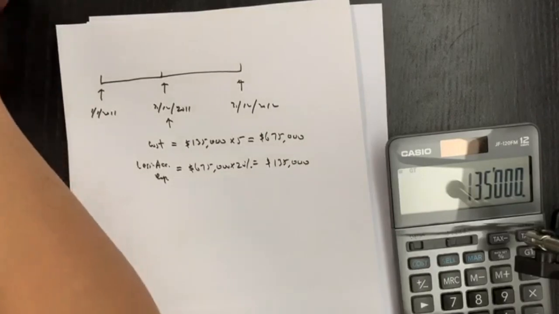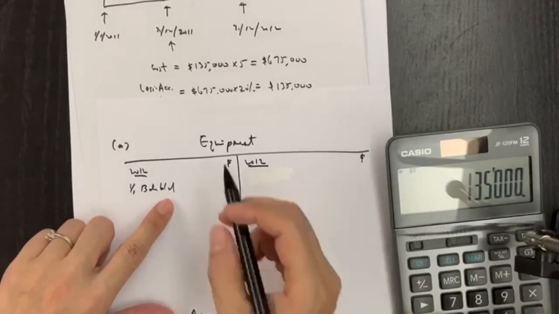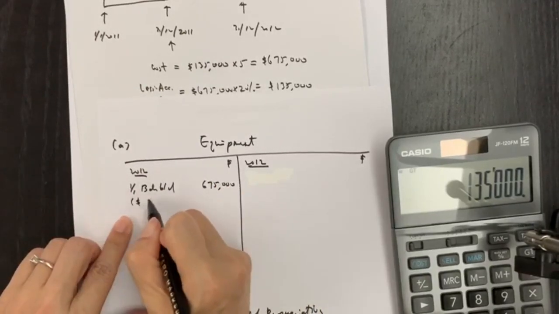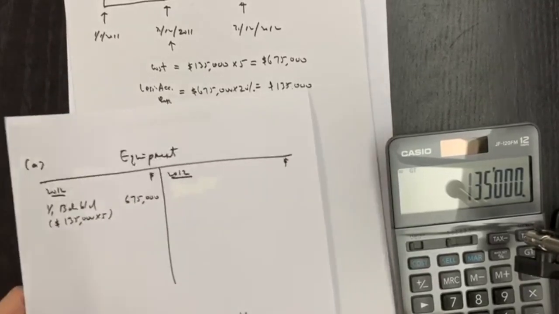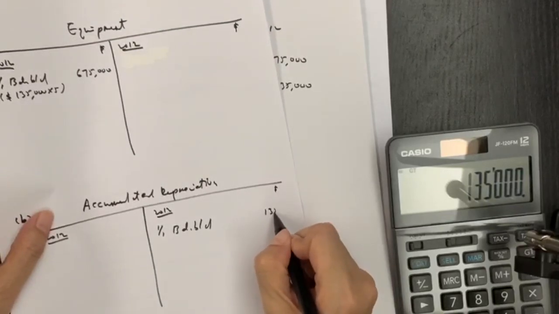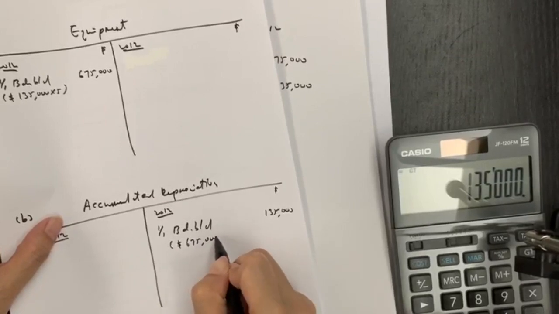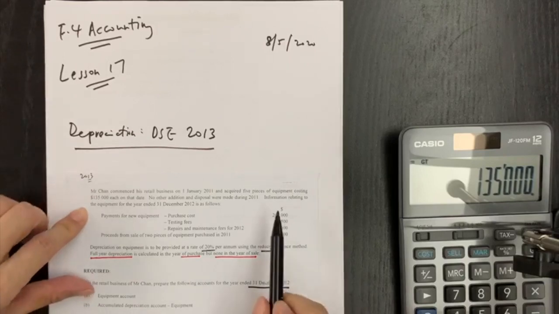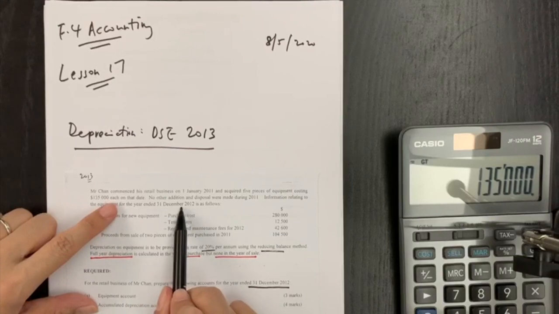So this closing in year 1, 2011 will also be the opening in 2012. Therefore, I can get my opening here, right? So that I have this 675,000, and always 135 for each, and there are 5. And then the 135,000 depreciation is the same as 675 times 20%, the 5 of them times 20%. Okay, so next we have the information relating to the equipment for the year ended. So this is year 2.